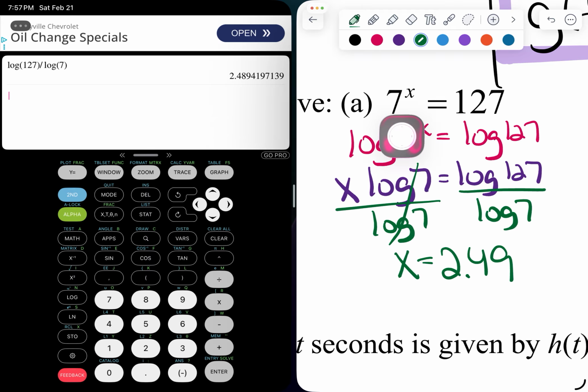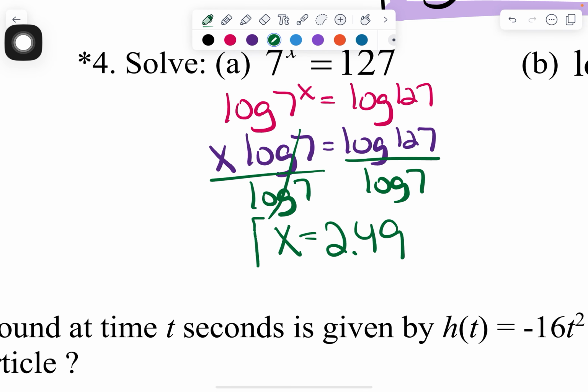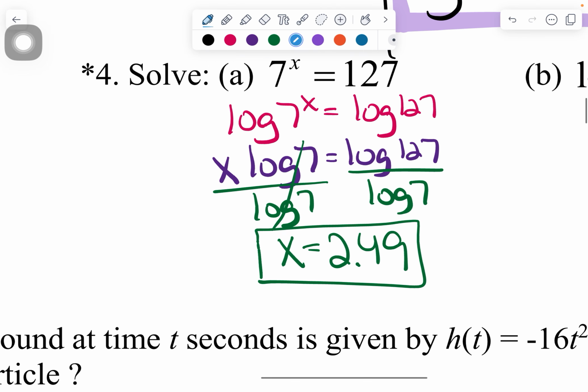So go back to the original, 7 to the x, where x is this 2.48 blah, blah, blah answer. I want to make sure that turns into 127. So 7, raise it to the last answer. Yep, that's 127. There is a guarantee then, as long as I didn't mess up my rounding, that is what x is equal to. All right, so there's number 4, part A.